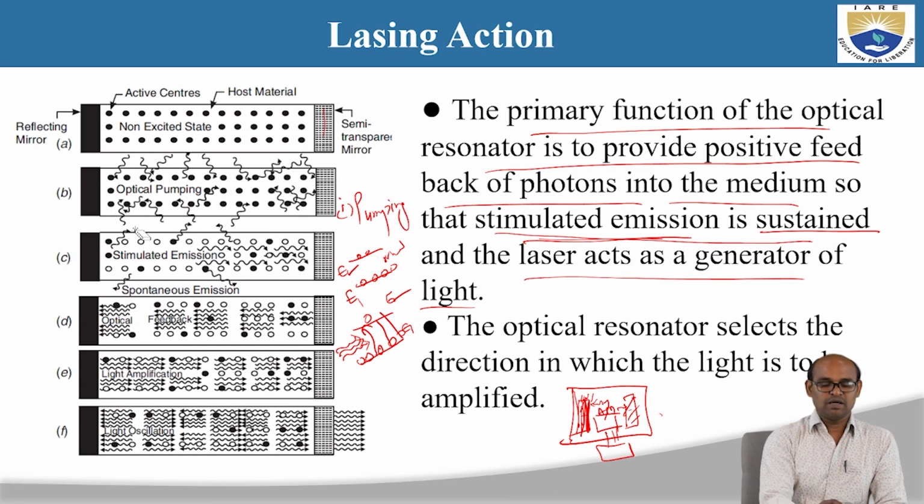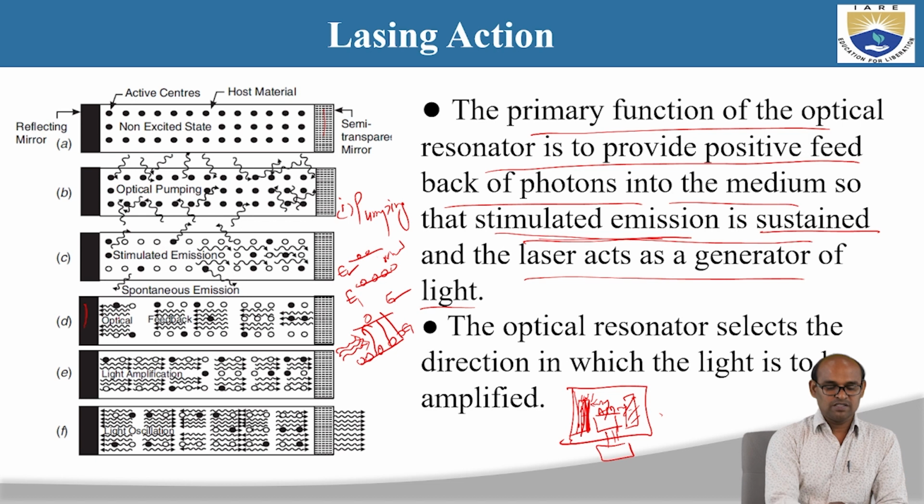Once we supply energy in the form of light, which is called optical pumping, the atoms are going to get excited to the metastable state. Then there will be spontaneous emission and stimulated emission. You will see photons are emitted. These photons are getting positive feedback because of the mirrors. This is the 100% reflecting mirror, and this is the partially reflecting mirror.